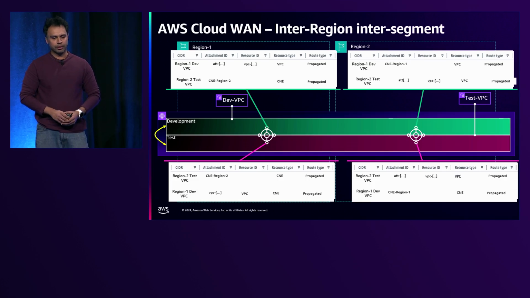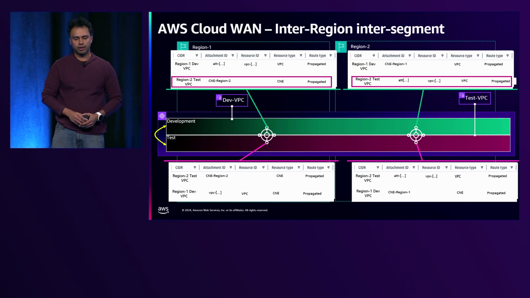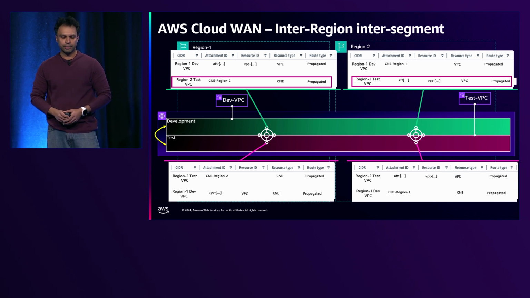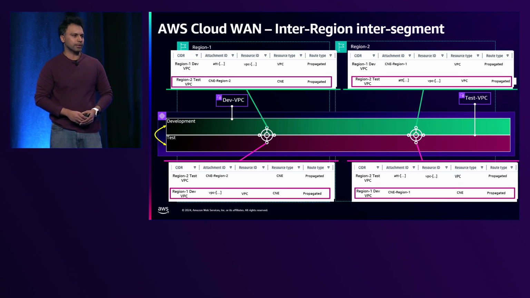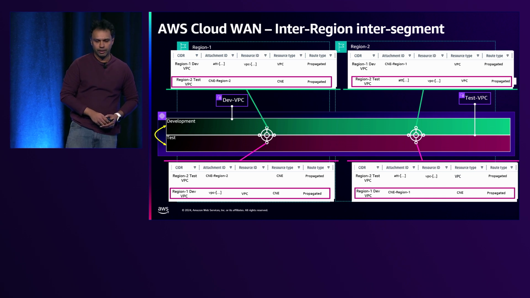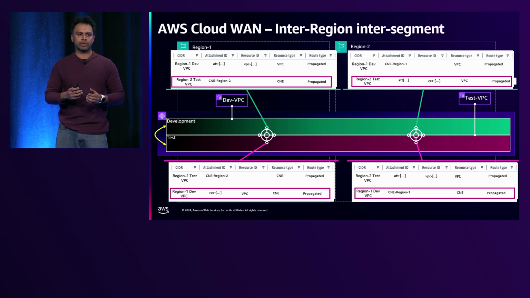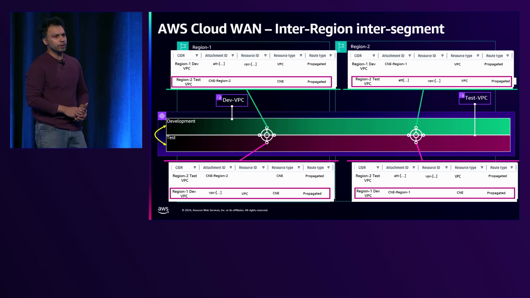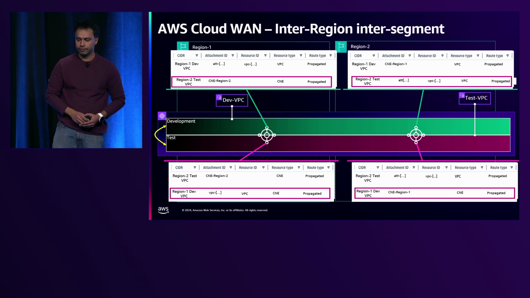So if you dive into the dev segment's routing table, you will now start seeing the CIDRs for test VPC CIDRs. And at the bottom, you will start seeing dev VPC CIDRs in the test segment routing tables. And this is the mechanism by which you get multi-region dynamic connectivity using AWS Cloud WAN across different segments. Now, key thing to keep in mind is, again, 0 static routes needed.